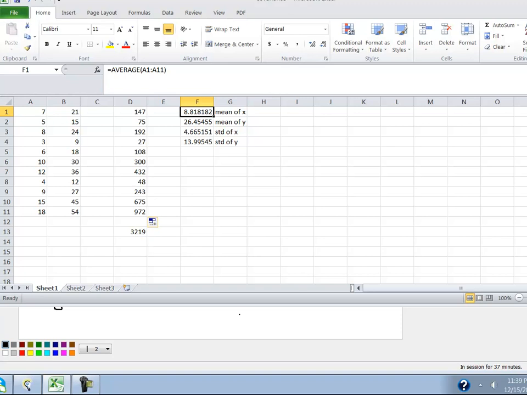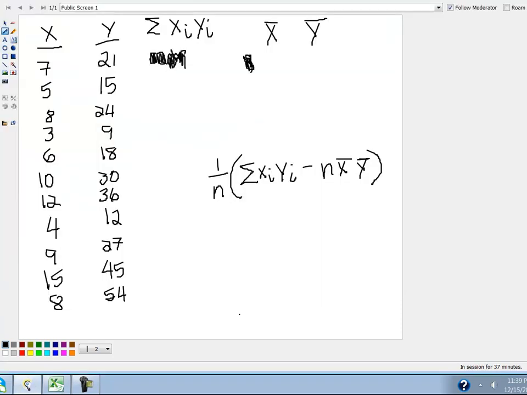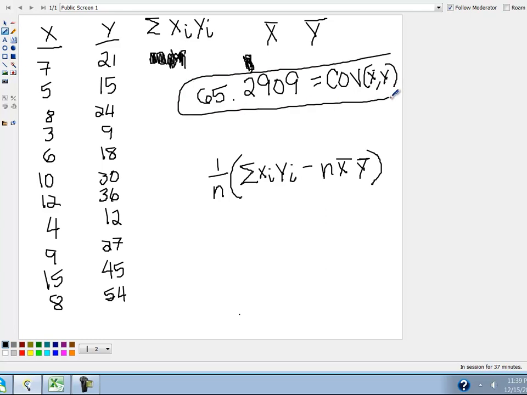Alright, so let's go back to the screen and calculate. And I'm going to tell you right now that the answer that we should get is 65.2909. This is the answer that we should get for the covariance of xy. So let's go ahead and calculate it by hand to see if we get that answer. So I'm going to circle this. So the number of data values that I have is, I believe it's 10.